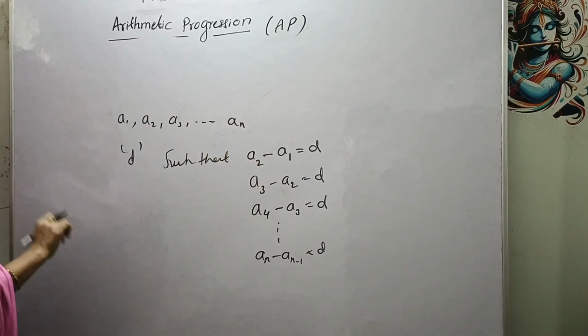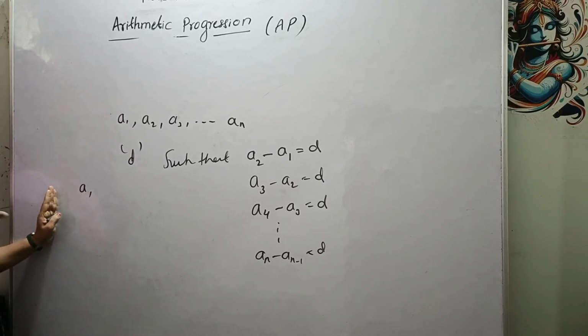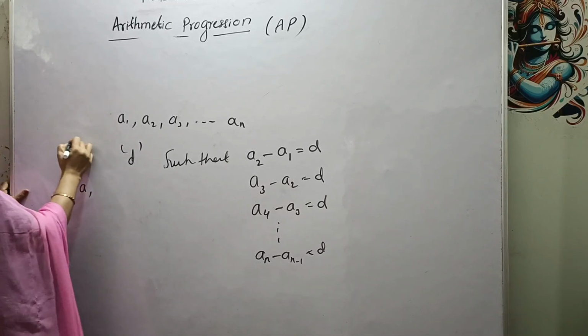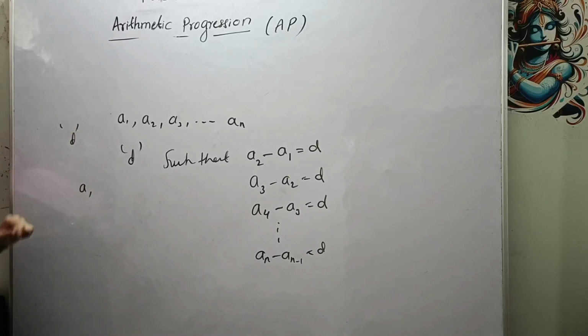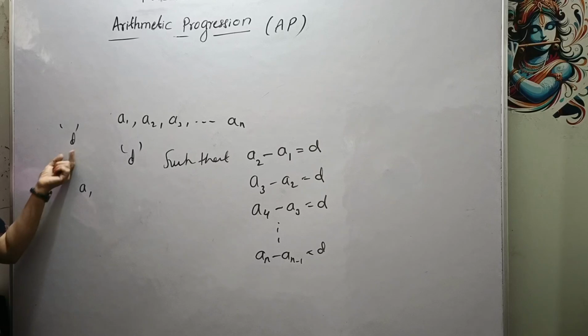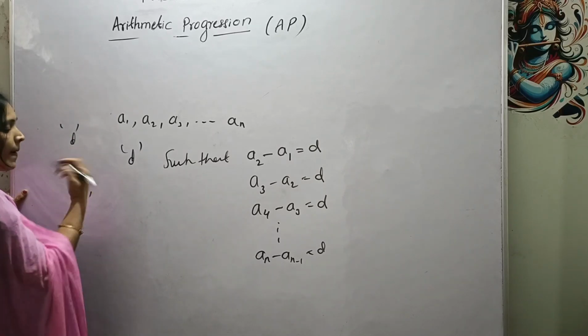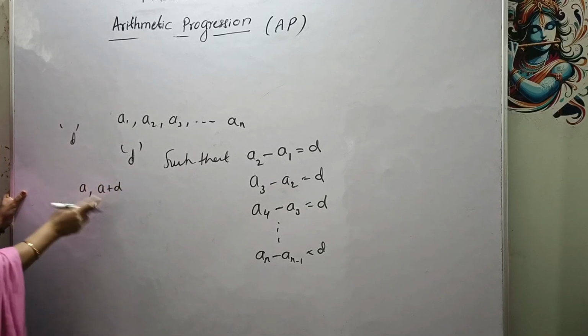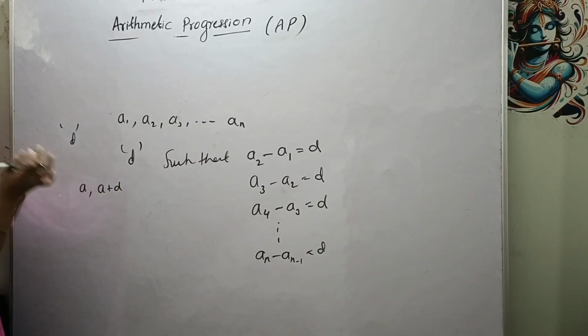So therefore, in general we can write: if a is the first term and d is the common difference, okay, a is the first term, d is the common difference, then what will be the next term in this sequence? a plus d. a is the first term, then the second term will be a plus d.